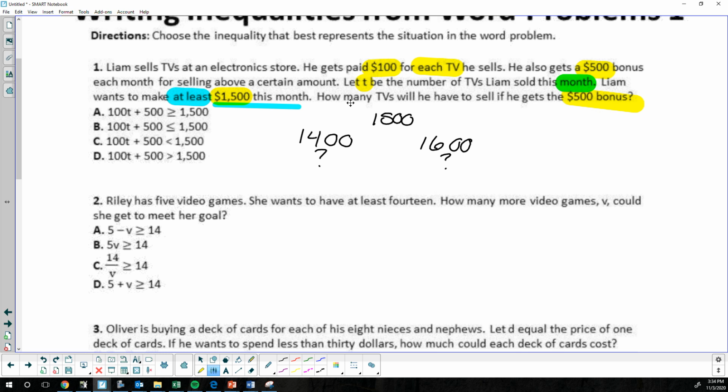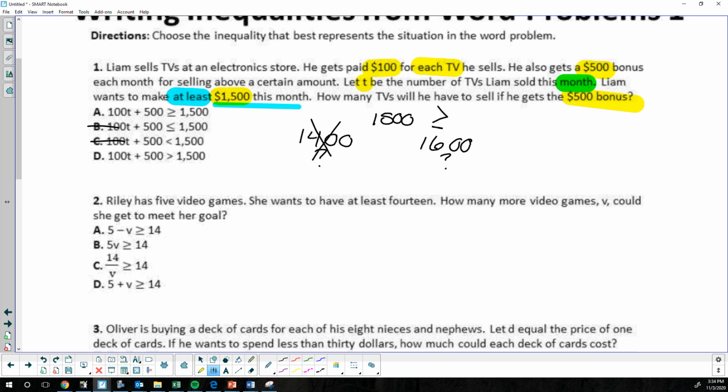If I need at least $1,500, $1,400 is not okay. $1,600 would be okay. That means that I want $1,500 or more. So I know it's greater than. So I would look through, this is less than, nope. This is less than, nope. So your choice right here for the symbols is to check.